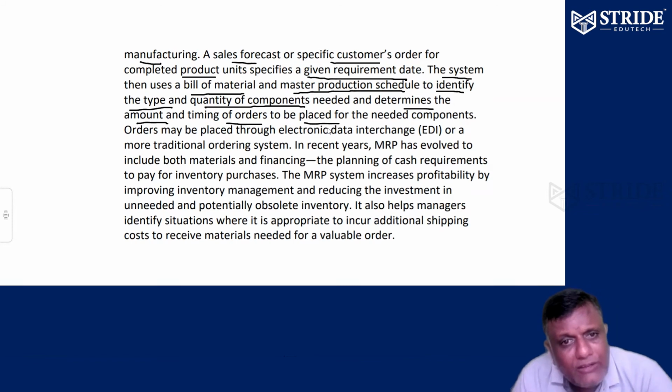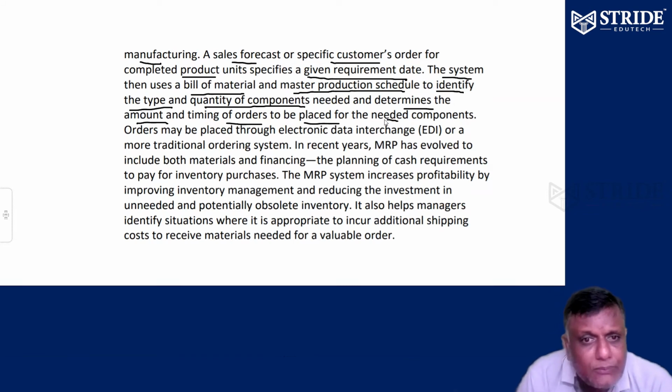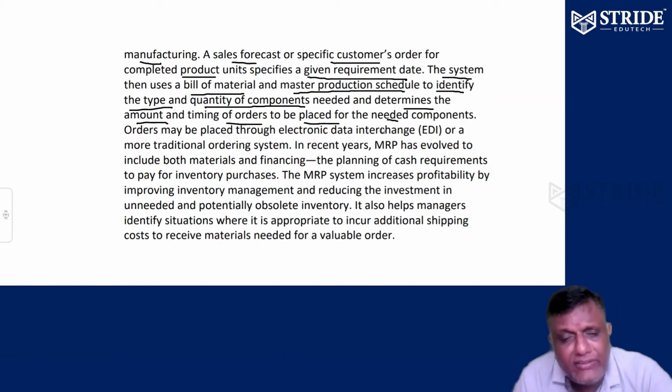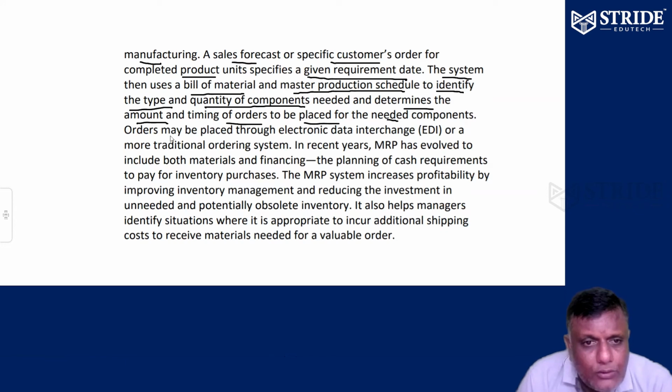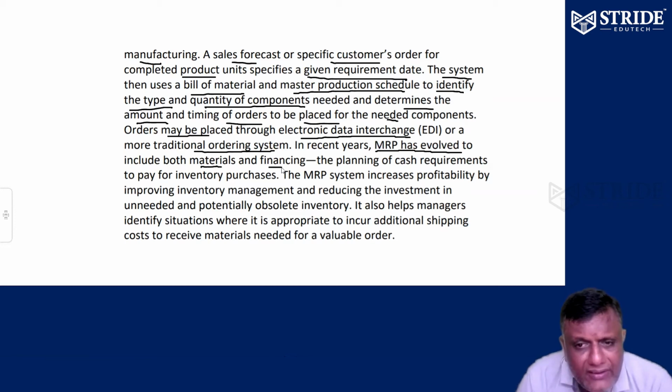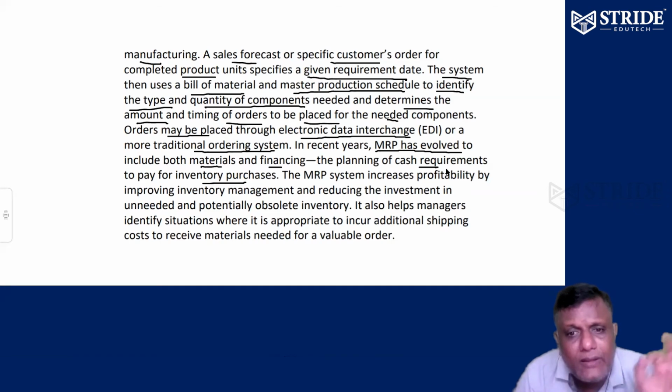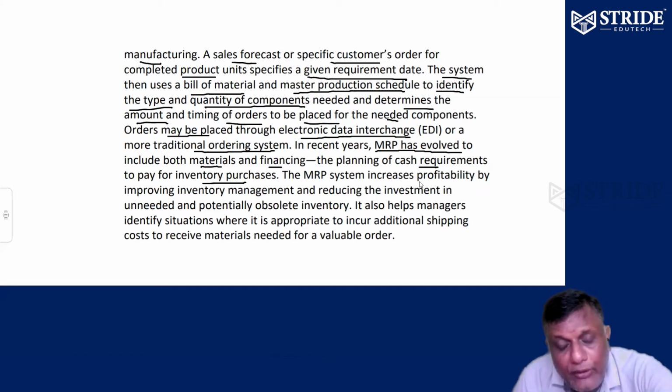So MRP determines the amount and timing of orders to be placed for needed components. The MRP system will take care of everything: the production schedule, the timing of orders. Orders may be placed through EDI, electronic data interchange, or a traditional ordering system. In recent years, MRP has evolved so that material planning involves both material and financing, cash requirements, and inventory purchases. The MRP computer system will take care of it.